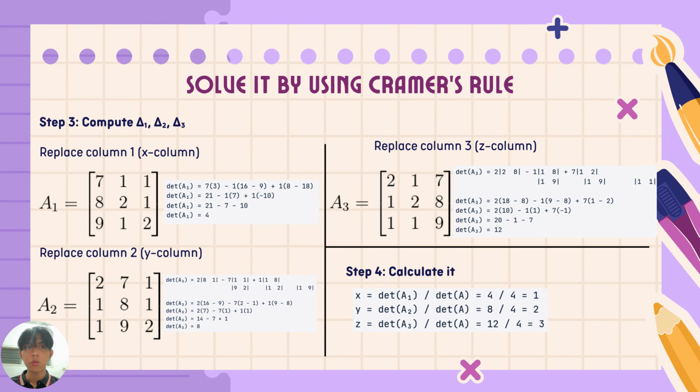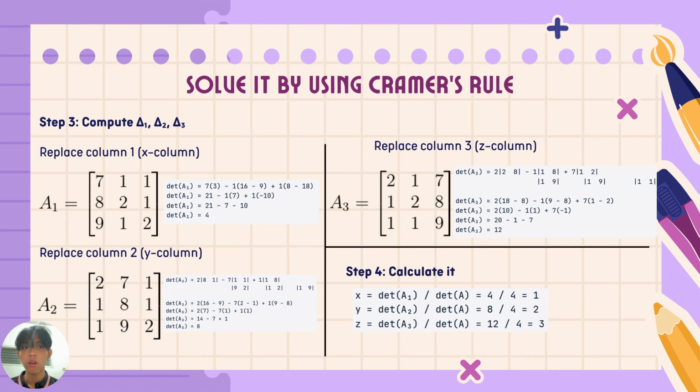For the next steps, we're going to make three new matrices. Each time, we take matrix A and swap one column with matrix B. When we swap column 1, we get the new matrix A1 equals 711, 821, 912, and then we calculate the determinant A1, and that's delta 1. That's 4. Swap column 2, we get delta 2, that's 8. Swap column 3, we get delta 3, that's 12.